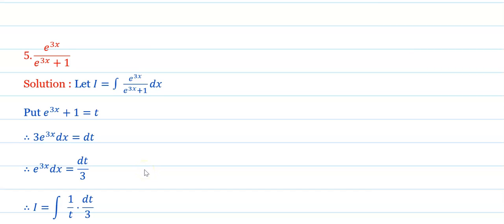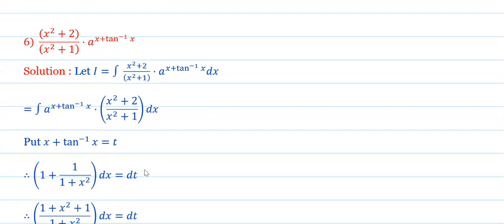इथे आपल्याला सबस्टिट्यूशन आणि त्याचा डेरिव्हेटिव्ह देखील लगेच बघायला मिळेल. ओके, now the next problem. Problem number 6. What is here? In bracket x square plus 2 upon x square plus 1 into a raised to x plus tan inverse of x. Okay. Let I is equals to integral x square plus 2 upon x square plus 1 into a raised to x plus tan inverse of x into dx.